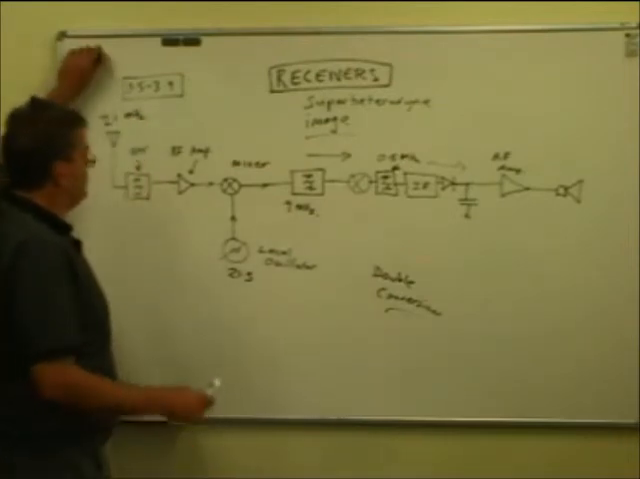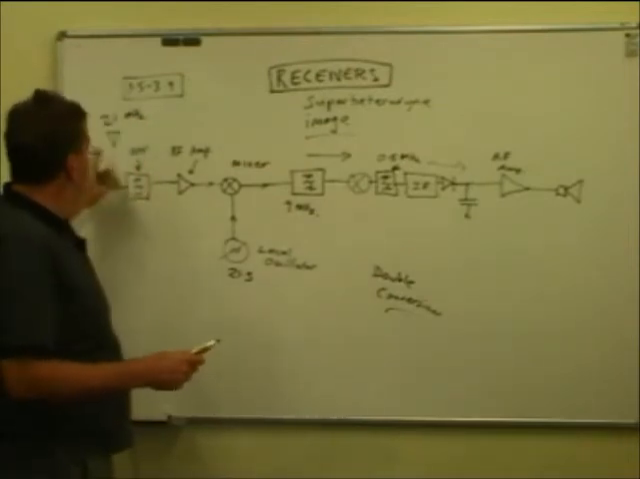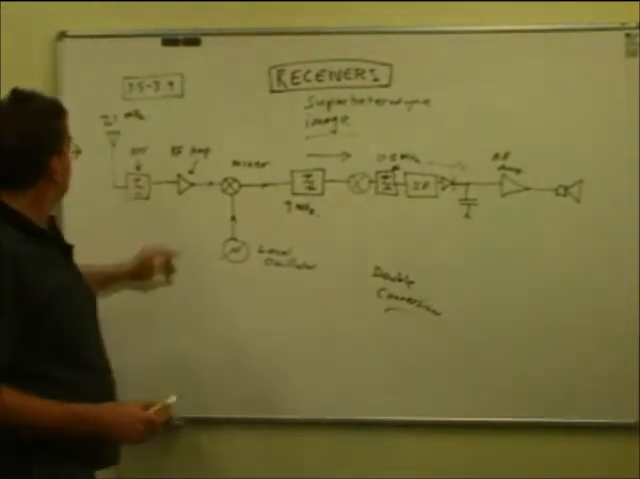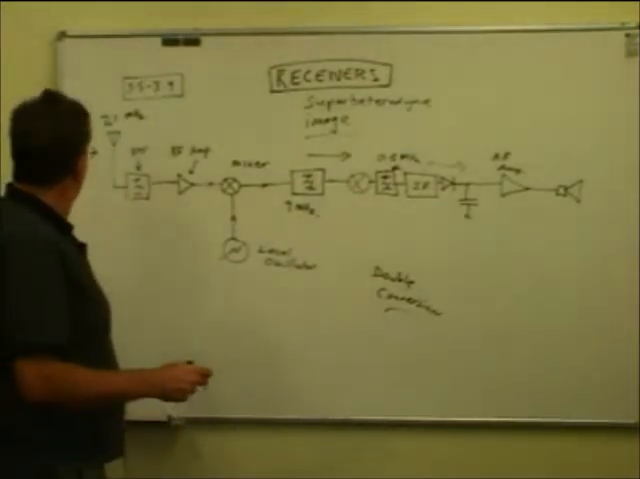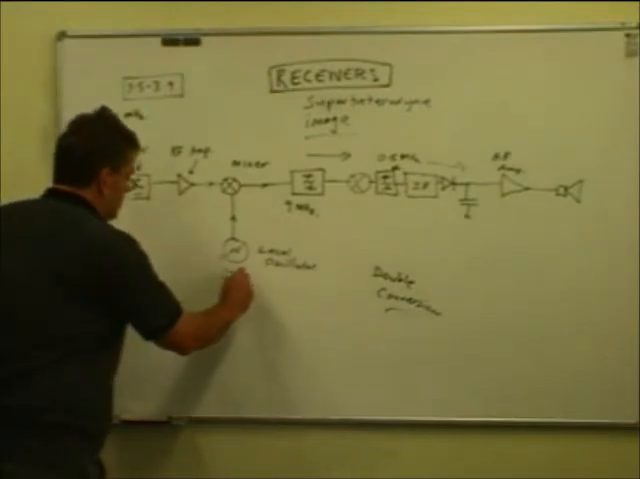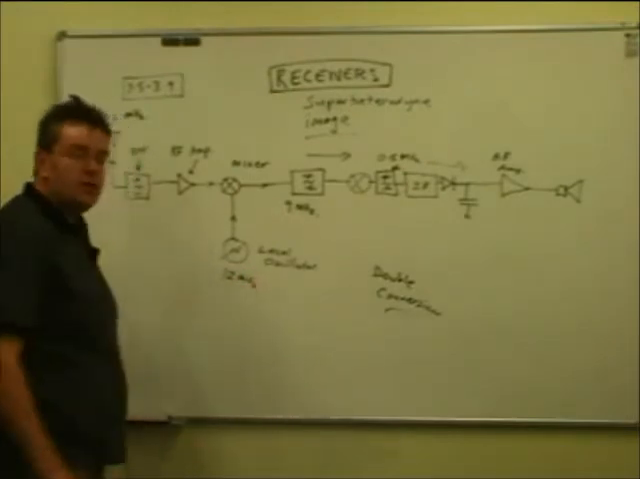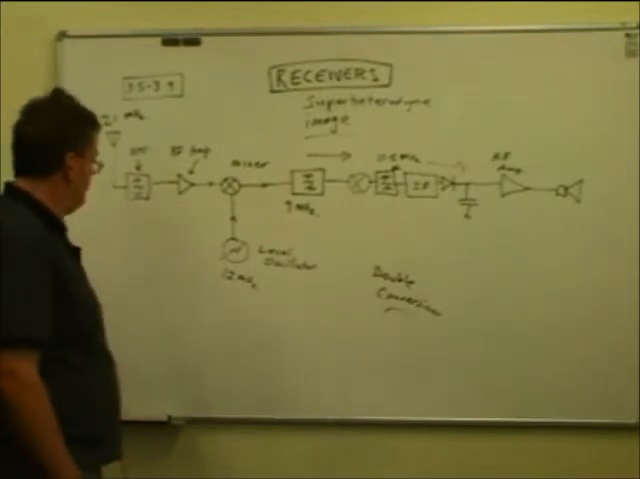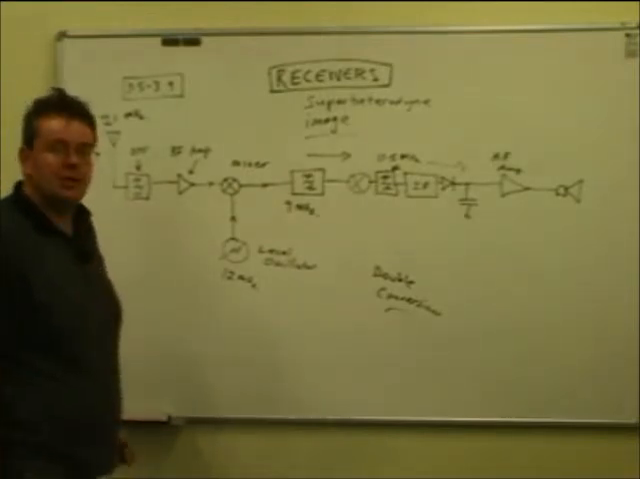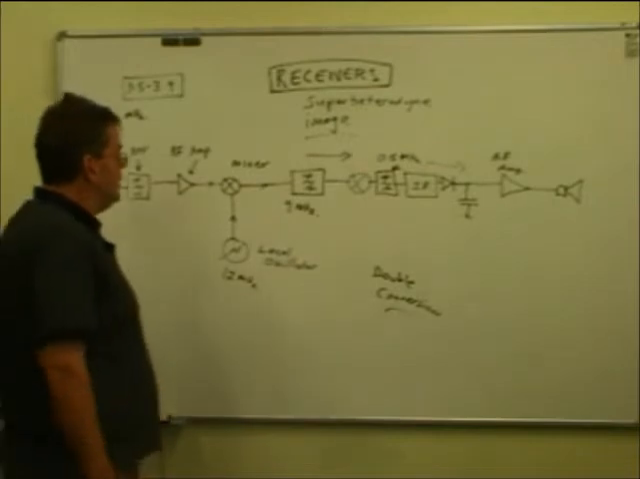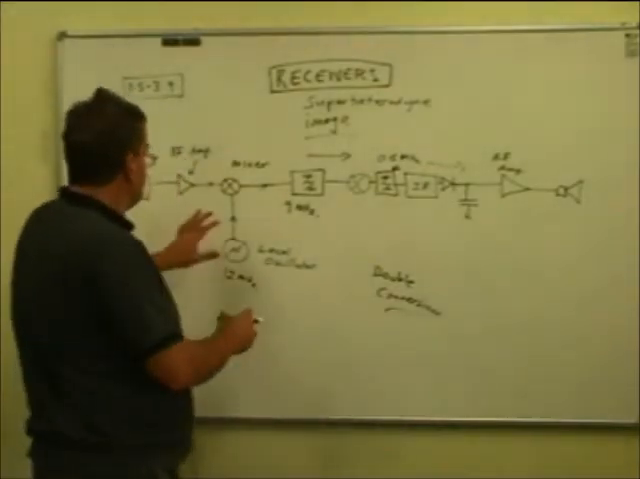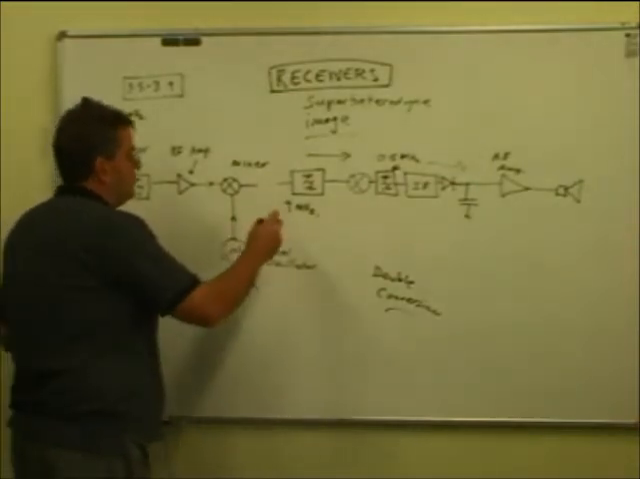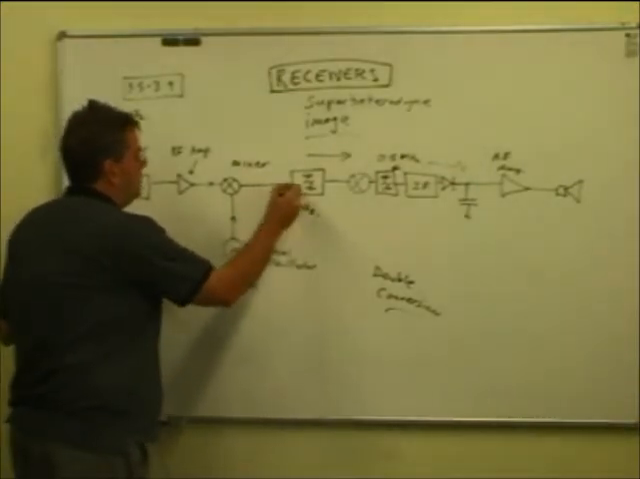So what you do is start at the first IF of 9 meg, so we'd convert 21 minus 9, that's 12 megahertz. Have our local oscillator running at 12 megahertz. If we wanted to receive 20 megahertz, we'd have it running at 13 megahertz. And then just in front of the 9 megahertz, sorry, no, we've got the filter there.